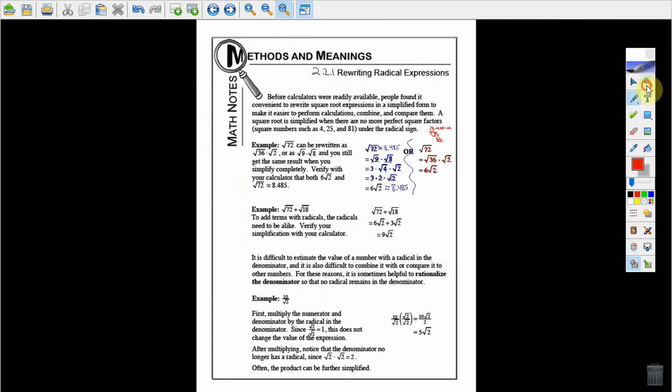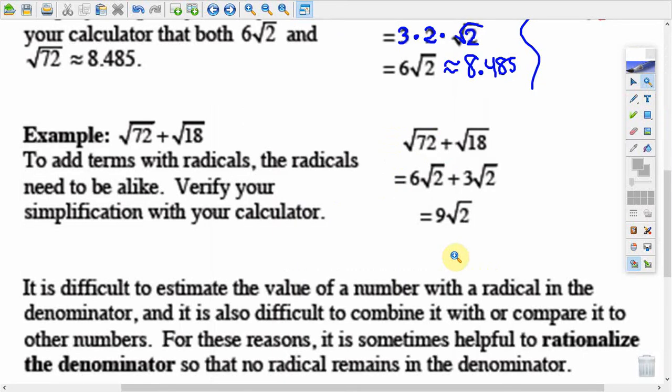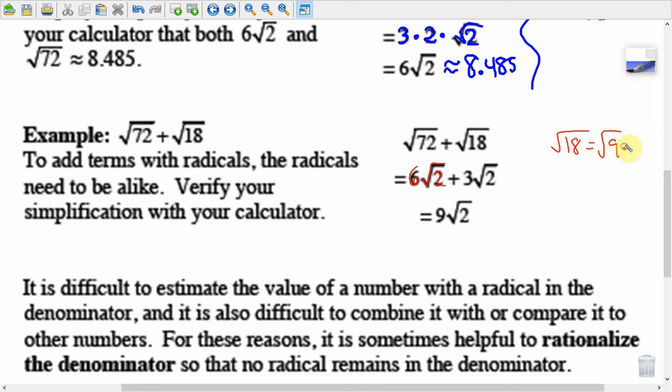All right, let's look at another example: the square root of 72 plus the square root of 18. Your instinct might be to go straight for the calculator, but we can actually get an exact answer if we simplify these. The square root of 72 we just did. We know that simplifies to 6 times the square root of 2. And we want to simplify the square root of 18. Off to the side here, the square root of 18 breaks down to the square root of 9 times the square root of 2, because 9 times 2 is 18. The square root of 9 is 3. The square root of 2 is an irrational number, so it's 3 times the square root of 2, which we have right here.